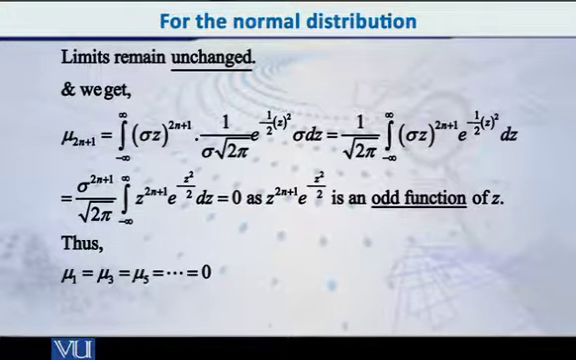with the 1 in the denominator, and then what do you get? Sigma raised to 2n+1 over square root of 2 pi. This comes outside the integral. And inside the integral, attached to it, what do we have? The integral from minus infinity to infinity, z raised to 2n+1 e raised to minus half z square.